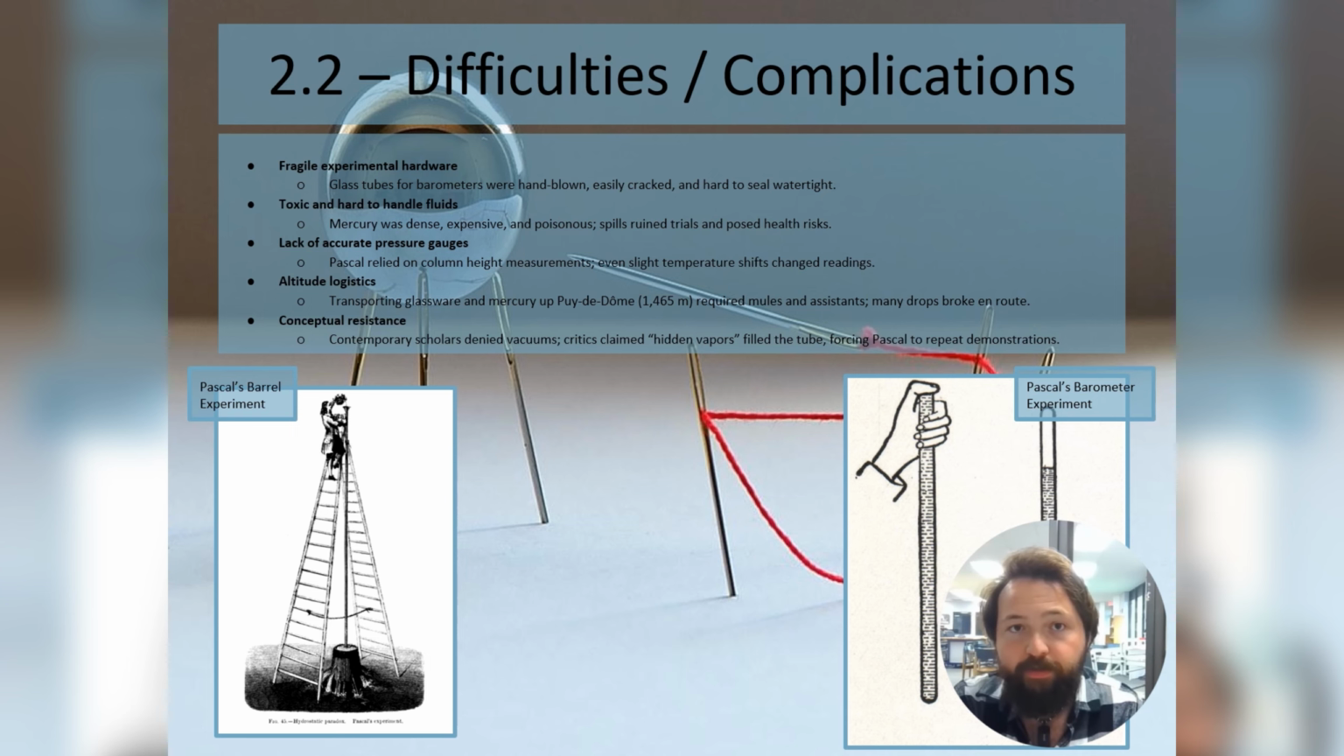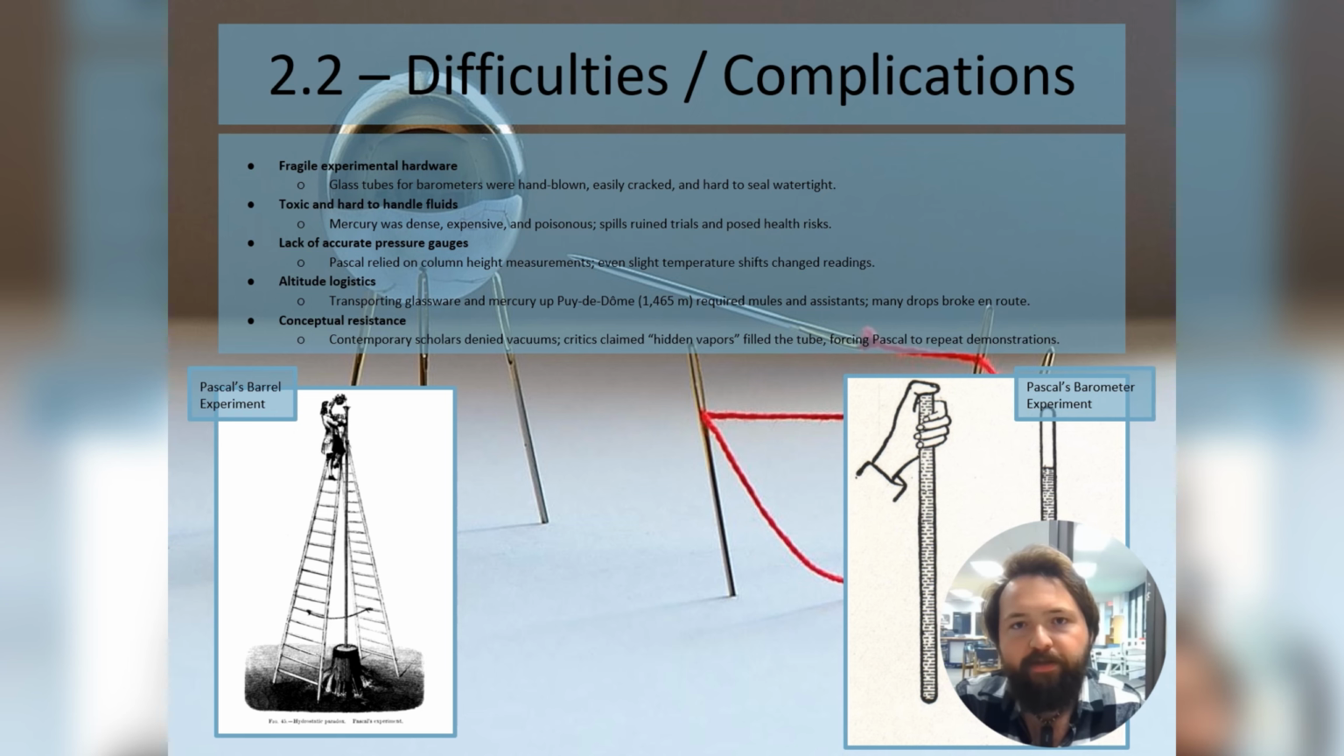Then there were the logistics: how to test how pressure changed with altitude. Pascal's team had to transport delicate glassware and mercury up a mountain of 1,400 meters elevation using mules and assistants. Many glass tubes were broken that day.